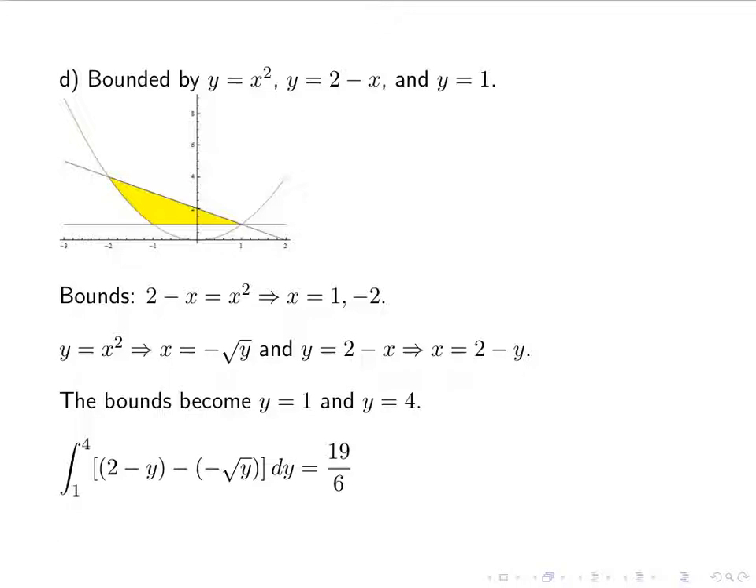Again, if I wanted to do top and bottom, I could. Just notice that my bottom function, again, changes. So my line is always the top function, but this area here has the bottom function, y equals 1. And over here, we have the function of the parabola. So I have two different bottom functions, so I'd have to be really careful about that.